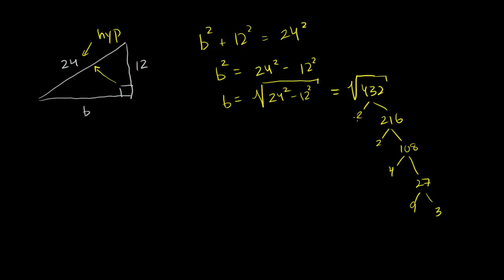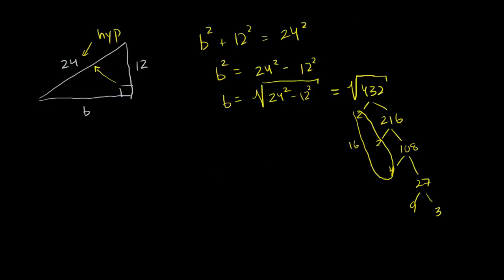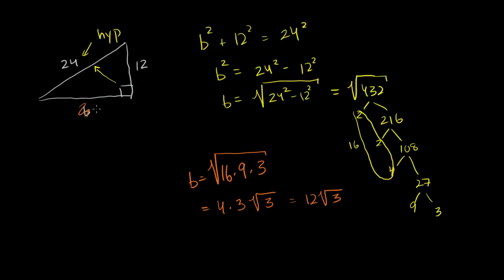So what do we have here? We have 2 times 2 times 4. So this right here is a 16. 16 times 9 times 3. Is that right? I'm using a different calculator. 16 times 9 times 3 is equal to 432. So b is equal to the square root of 16 times 9 times 3, which is equal to the square root of 16, which is 4, times the square root of 9, which is 3, times the square root of 3, which is equal to 12 roots of 3. So b is 12 times the square root of 3. Hopefully you found that useful.